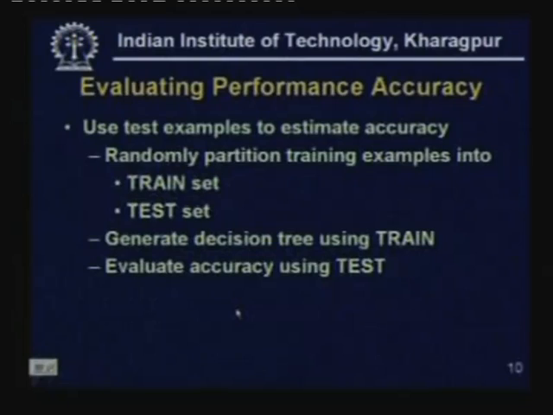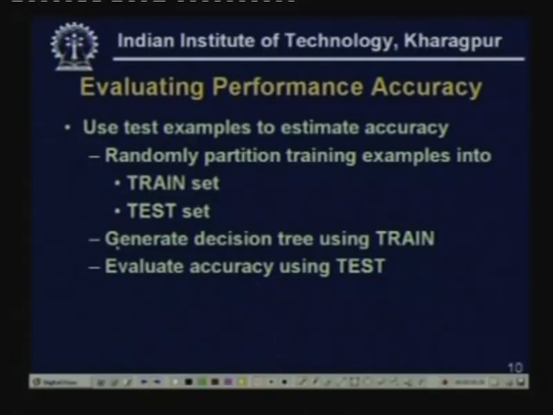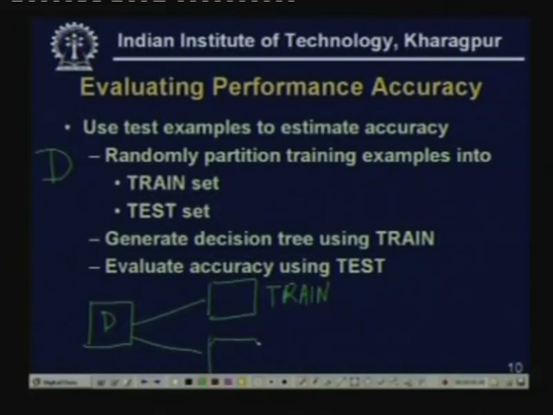Now, let us review how we would estimate the accuracy of a classifier. As we have mentioned earlier, we have some data. Let us say we have the data D. We divide D into two sets, the training set train and the test set test.